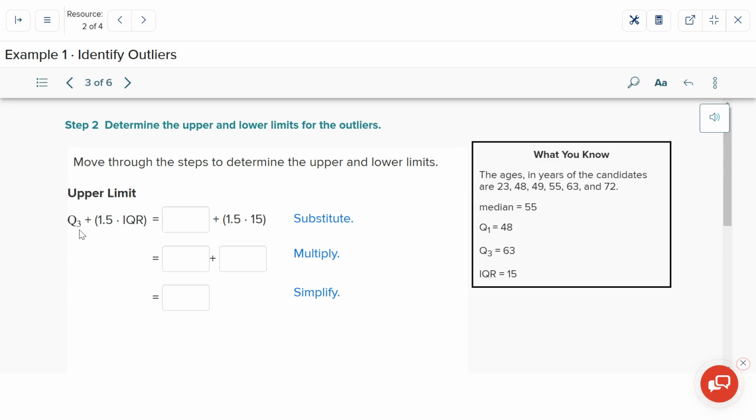So the upper limit is Q3 plus, in parentheses, 1.5 times the IQR equals something, okay? And we know our IQR is 15, they put that over here, and we know our Q3 is 63. So we can go 63 for our Q3, and then we can multiply 1.5 times 15, and that's going to give us 22.5. And then we can add that to get our final upper limit of 85.5.